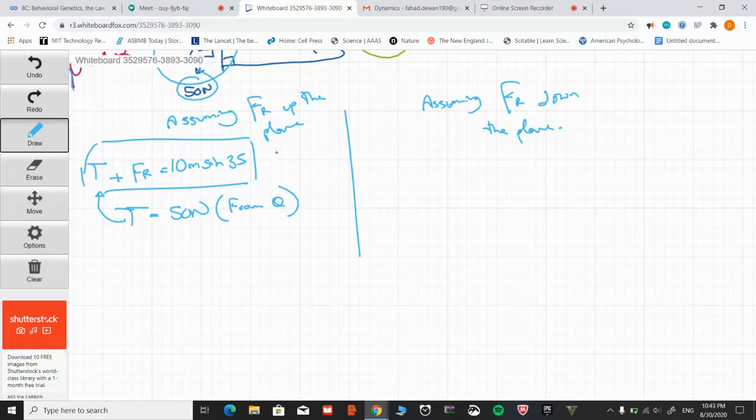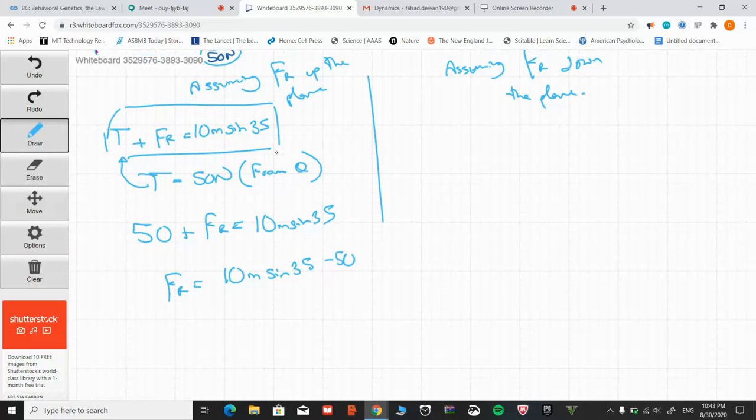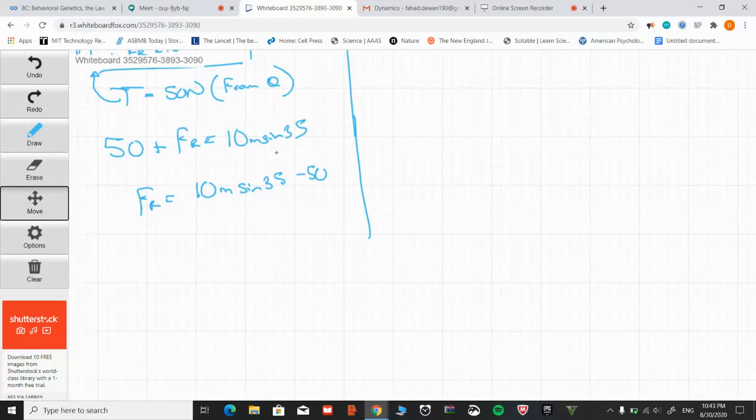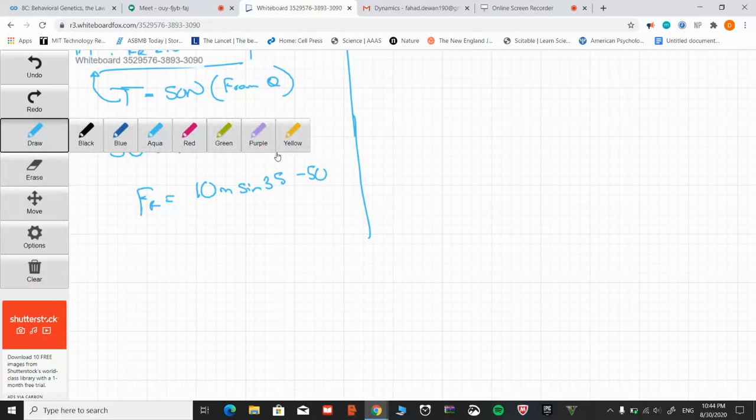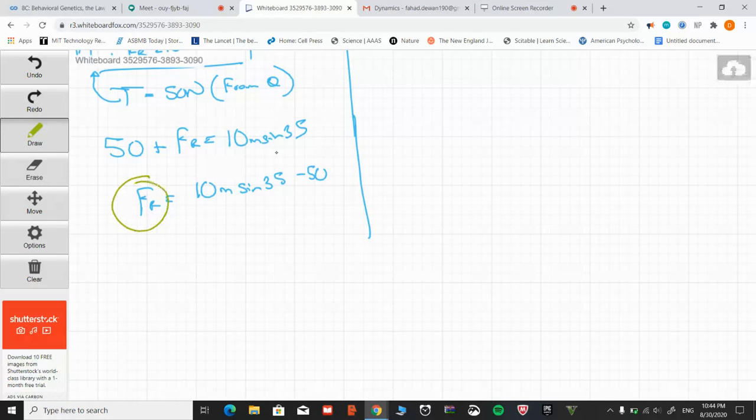So I wasn't expecting this. So what happened? 50 plus friction is equal to 10m sine 35. So friction is equal to 10m sine 35 minus 50. That is the value of friction I got, right? Okay, now there is a problem. If you've seen the videos for limiting friction, you realize that whenever an object is at rest or in equilibrium, we cannot confirm if the friction acting is the limiting friction.